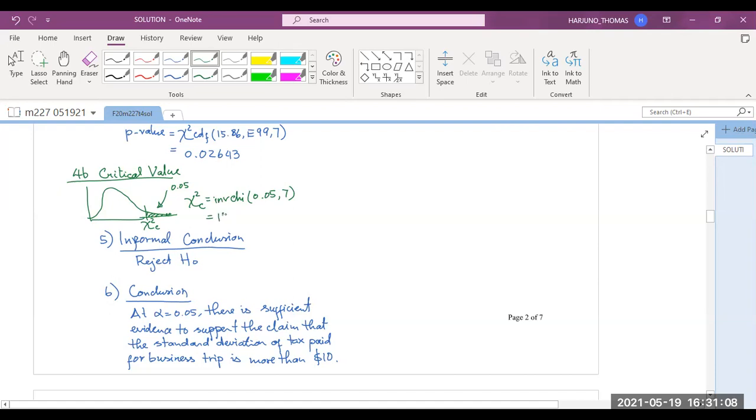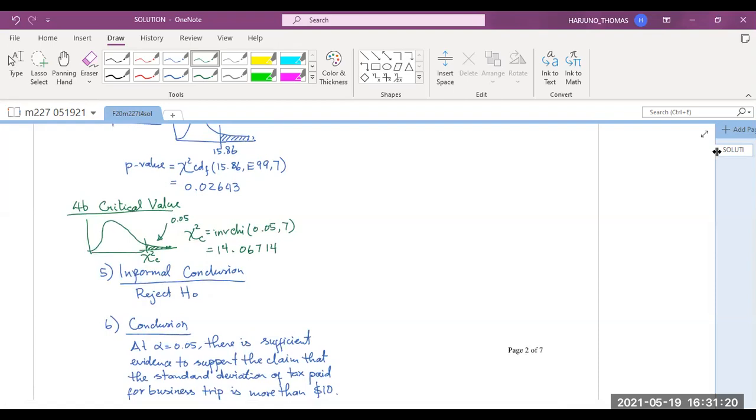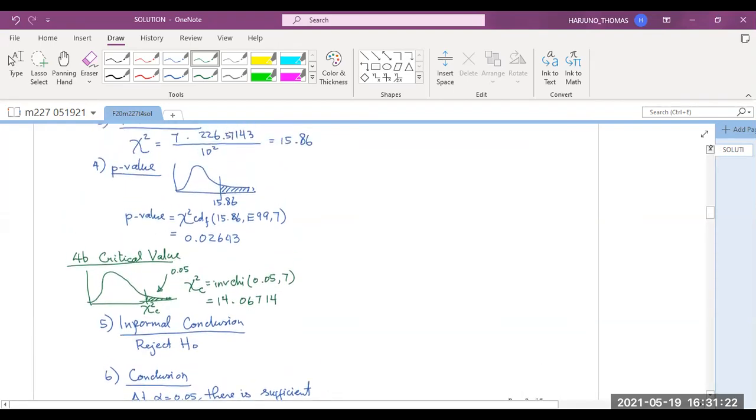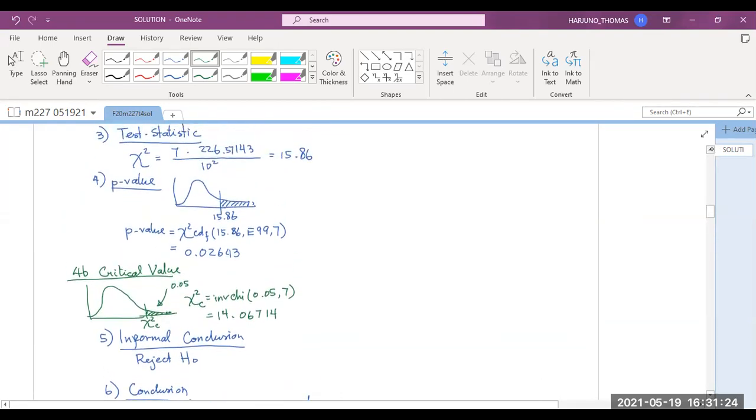I get 14.06714. What is our test statistic? Should be more than that. Yeah, 15 something. Our test statistic is 15 something, right? Which is on the tail of here, right? Okay, because the chi-squared critical is 14 something. Test statistic is already 15 something. Now that's for part B of this number 3.